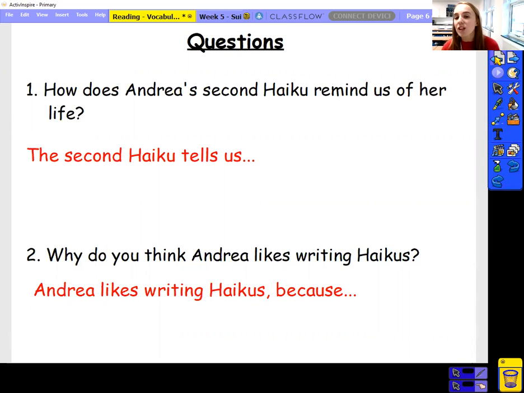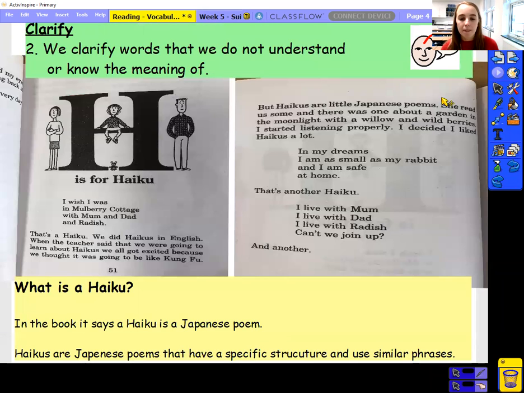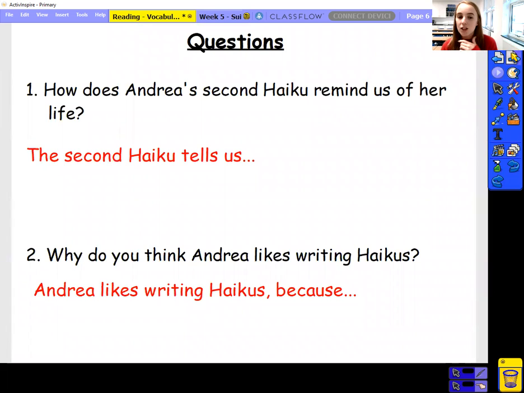So before you go, we'll read them one more time. In my dreams, I am as small as my rabbit, and I am safe at home. Here's another haiku. I live with Mum. I live with Dad. I live with Radish. Can't we join up? So here we can see that she has written some haikus about specific people. Okay, so I want you to be thinking about this and then get back to me with your answers. I'm excited to read them.